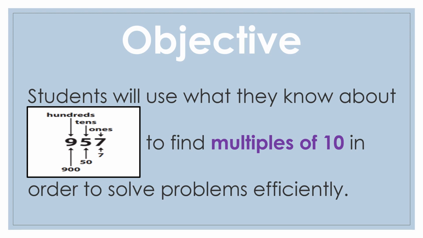The digit 7 is in the ones place and has a value of 7. The digit 5 is in the tens place and has a value of 5 tens or 50. The digit 9 is in the hundreds place and has a value of 900. We're going to use place value knowledge to help us find multiples of 10.